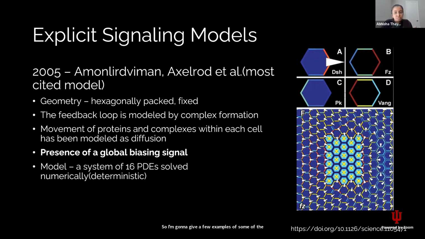This is a reaction diffusion based model and simulation that fully reproduces PCP phenotypes. The geometry in this model is hexagonally packed cells that are fixed in the lattice, and movement of proteins and complexes within each cell has been modeled as diffusion. Now, there are feedback loops arising from interactions of PCP proteins within and between cells, which may be sufficient for the local alignment of complexes between small groups of cells. However, the presence of a global biasing signal is required to align the orientation along the proximal distal axis.